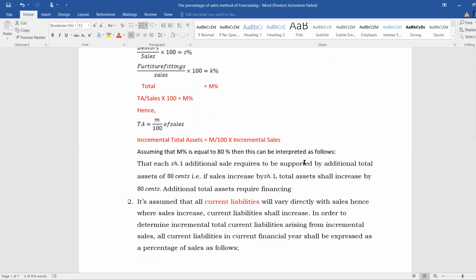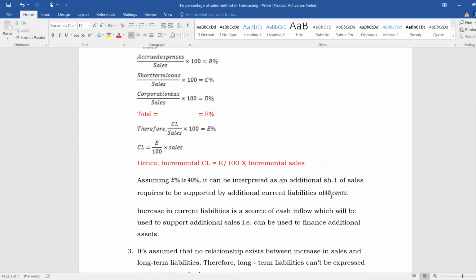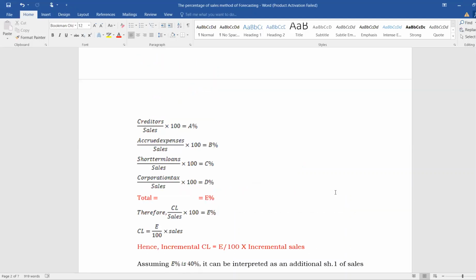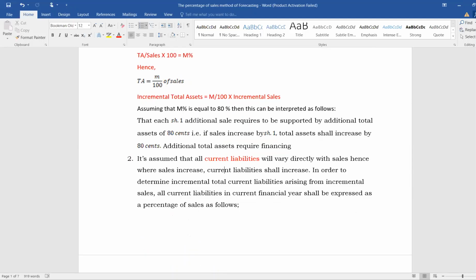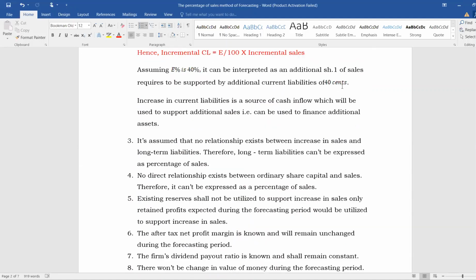From my interpretation here, 1 shilling additional sale requires an extra assets of 80 cents. That's what we said. And the firm requires to raise 80 cents to finance their assets. Part of these now has been financed. 40 cents. Remember, this is a source of cash inflow. It's an inflow. So if we need 80 cents to finance our assets, and we have already raised 40 cents from the short-term sources, that means we have a shortfall of how much?